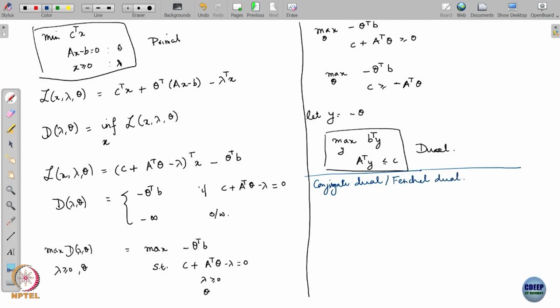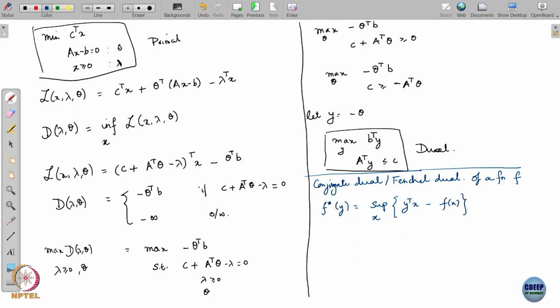So what is this dual? This is the conjugate dual of a function f. It is denoted as f star. So f star of y is defined in this way. It is defined as the supremum over all x of y transpose x minus f of x.